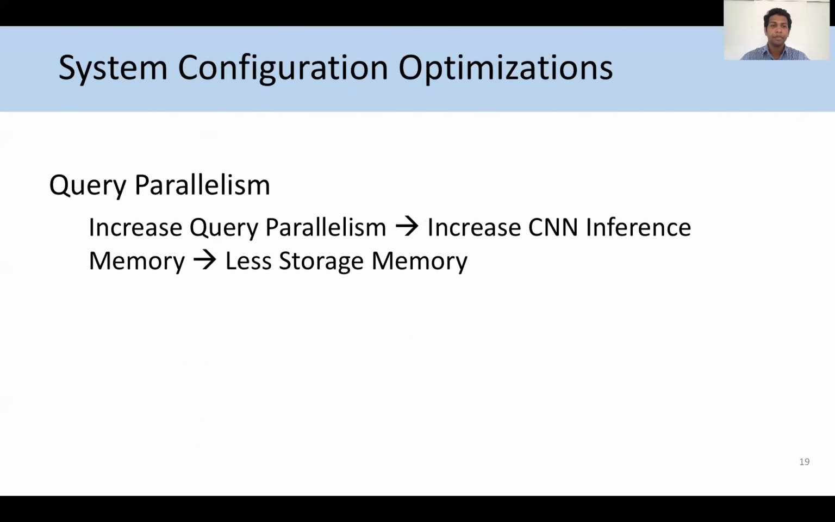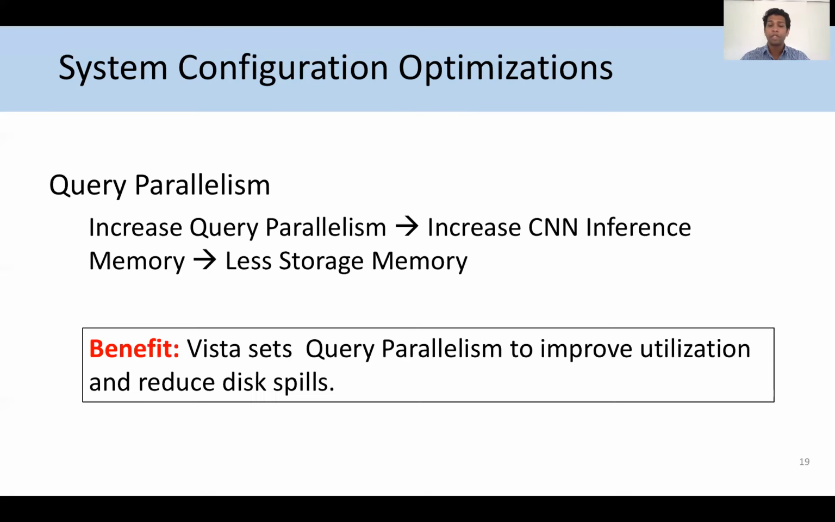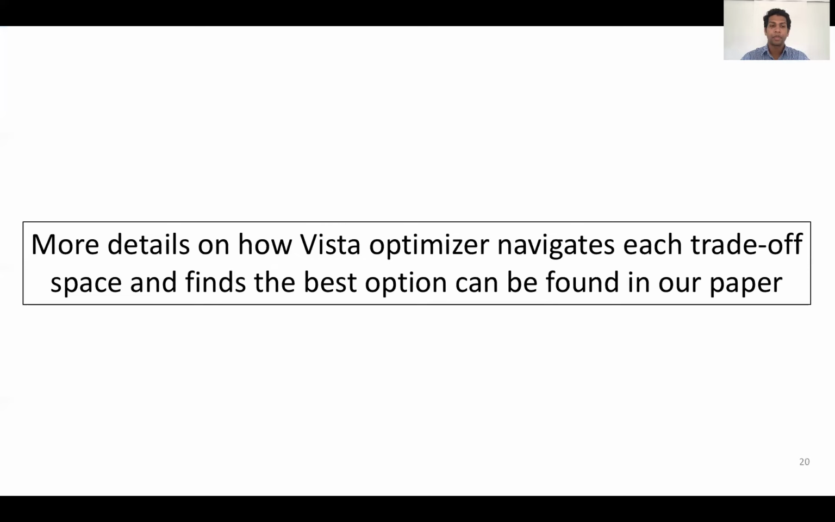Vista frees the data scientists from these low-level manual memory configurations such that they can now focus on their ML-related exploration. Vista also picks the query execution parallelism. Increasing the query execution parallelism improves the system utilization, but it also increases the CNN inference memory because every execution thread will spawn its own copy of the CNN model, causing more pressure on the memory available for storing intermediate data in memory and causing disk spills. Vista picks the core execution parallelism such that it improves both the system utilization and also reduces disk spills. More details on how Vista optimizer navigates each trade-off space and finds the best option can be found in our paper.